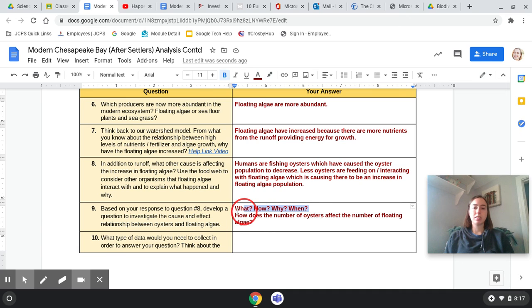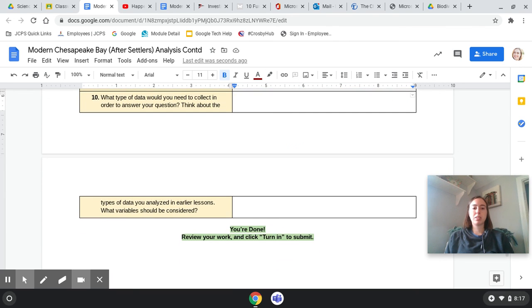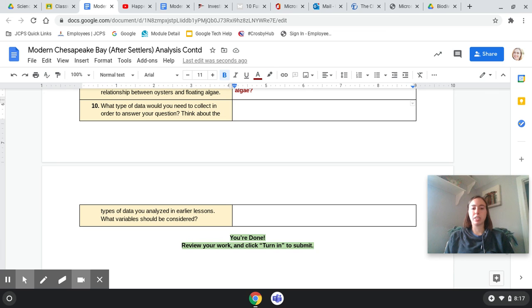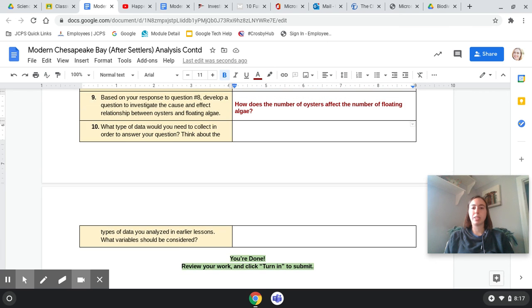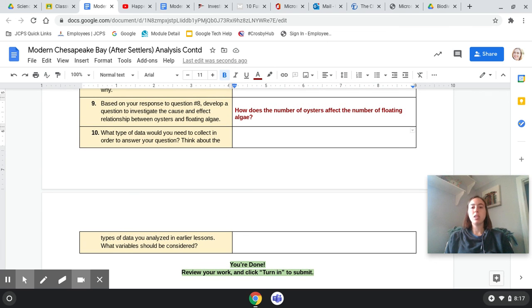Question number 10 asks us, what type of data would you need to collect in order to answer your question? Think about the types of data you analyzed in earlier lessons. What variables should be considered? My question, how does the number of oysters affect the number of floating algae, would ask me to look at data of the population of oysters and the population of algae over time.